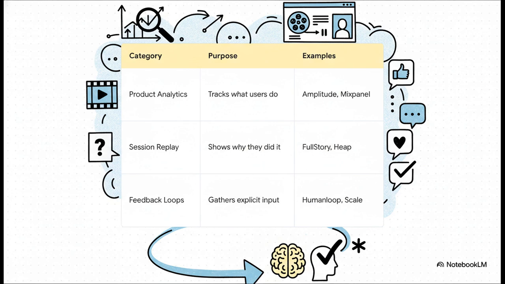But to understand the why behind those numbers, you need session replay tools like Full Story. This is like looking right over their shoulder as they use your app. And finally, you layer on those feedback loops to catch the explicit signals. It's the combination of the what, the why, and the say that gives you the whole story.